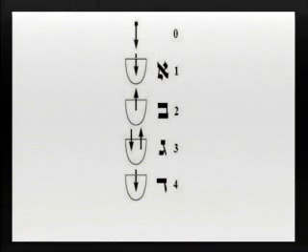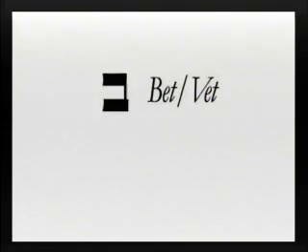All right. So let's move to the first letter, and the first letter today will be the second letter of the alphabet, and it's called the letter Bet. It's written Bet or Vet.